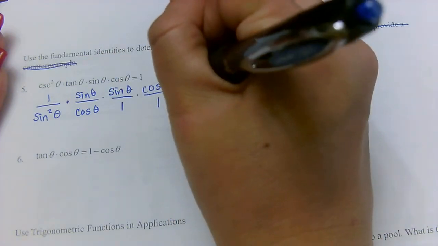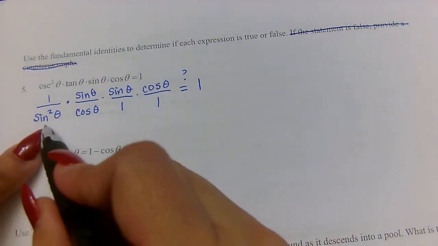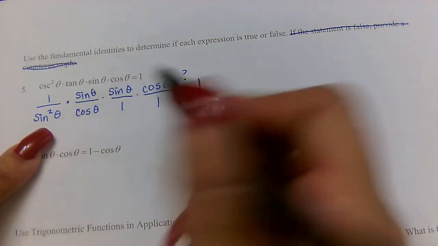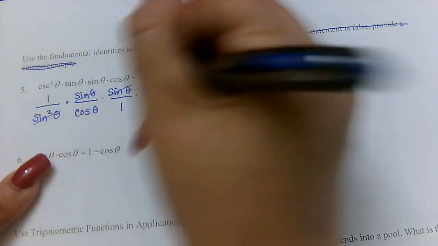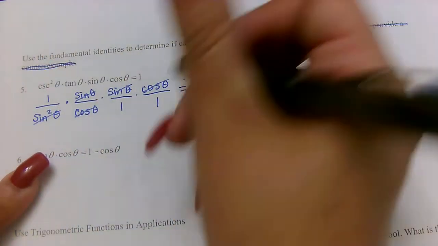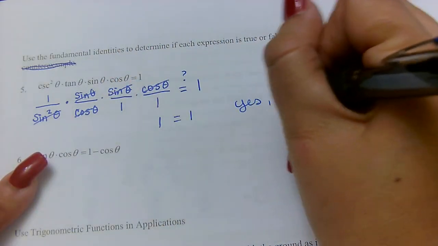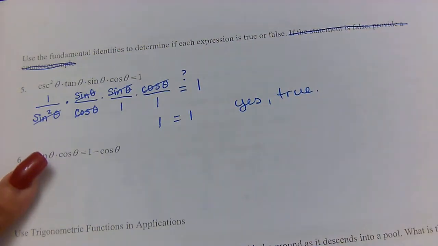And I'm asking, is that equal to 1? So let's go ahead and cancel everything out. I have 2 sines at the bottom. I have 2 sines on the top. These will all cancel. I have a cosine and a cosine on the top. That's the same thing as 1. So 1 equals 1. My answer is yes, it's true. Let's go ahead and do the other one.